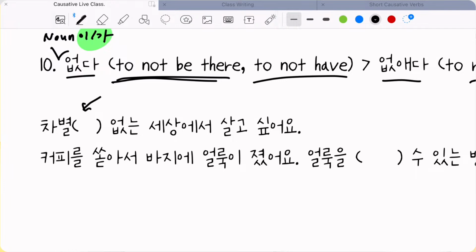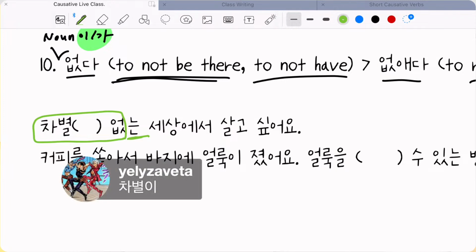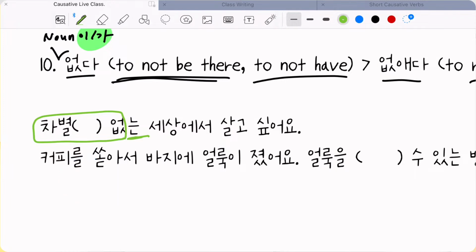차별 blank 없는 세상에서 살고 싶어요. So 세상 means world. 세상에서 살고 싶어요. I want to live in a world where 차별 does not exist, where there is no 차별, basically. So you should be using, 그렇죠, 차별이 가 돼야 돼요. 차별이 없는 세상에서 살고 싶어요. Because 없다 always goes with the 이/가 particle.